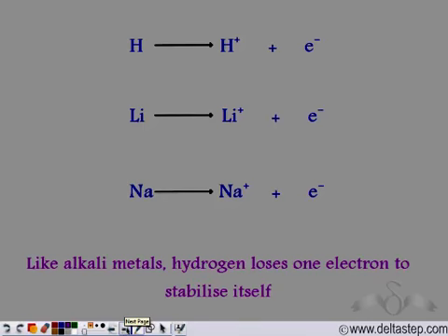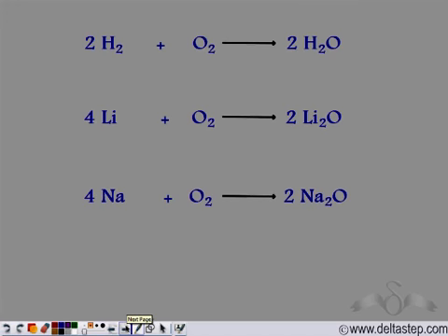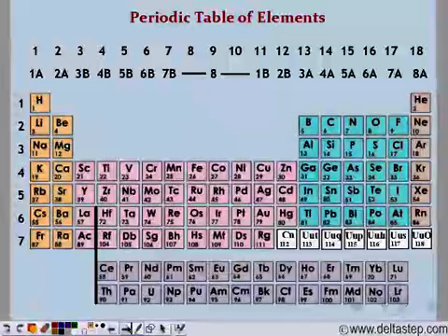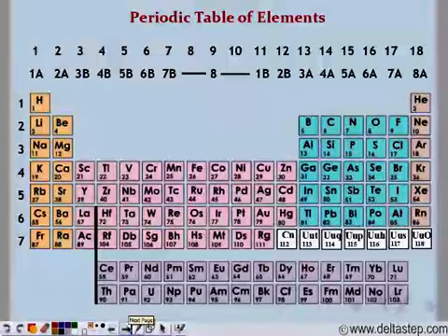Another chemical property of the alkali metals is that they react with oxygen to form the corresponding metal oxides. Sodium forms sodium oxide, lithium forms lithium oxide, and so on. So like all the alkali metals, hydrogen reacts with oxygen to form hydrogen oxide, which we call water. So like all the alkali metals, hydrogen also reacts with oxygen to form the corresponding oxide. This is the reason why we place it in group 1, since it shows similarity to group 1 metals.